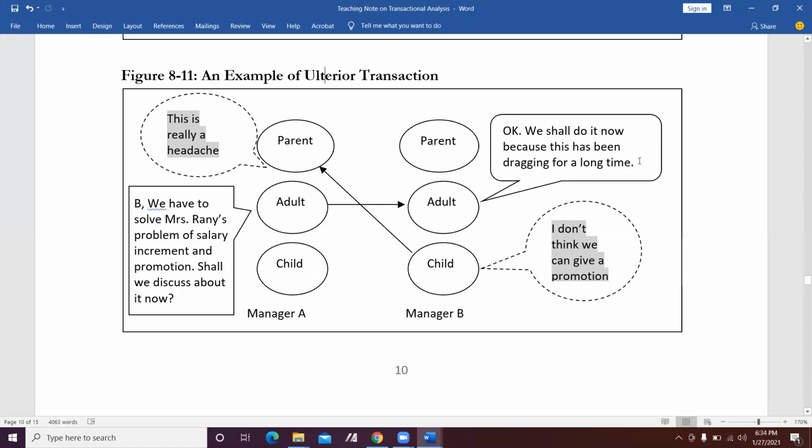So in fact, what is the hidden message? I don't think we should, I don't think we can give a promotion.